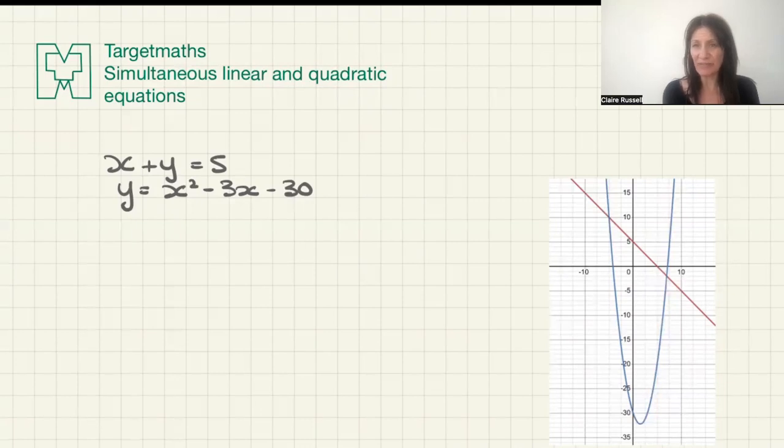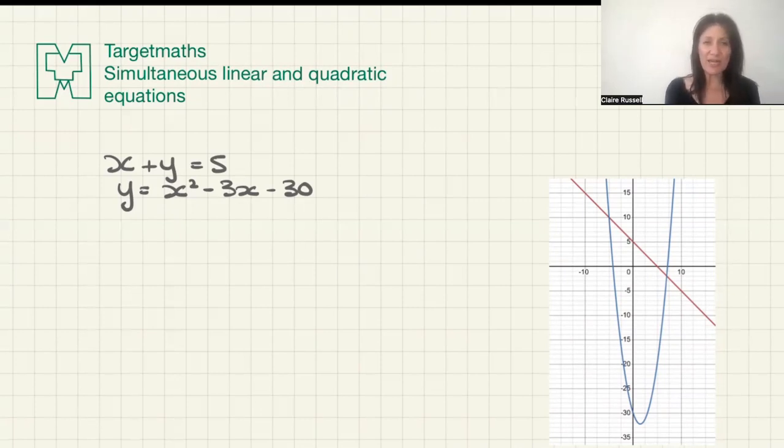And this is what makes them different to simultaneous linear equations, where you've got your two straight lines just crossing at that one point. So we've got a little bit more going on due to the quadratic. And this is how we can do these questions.